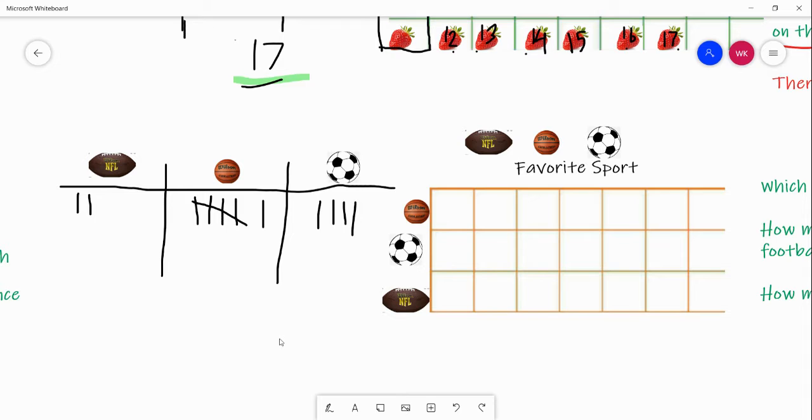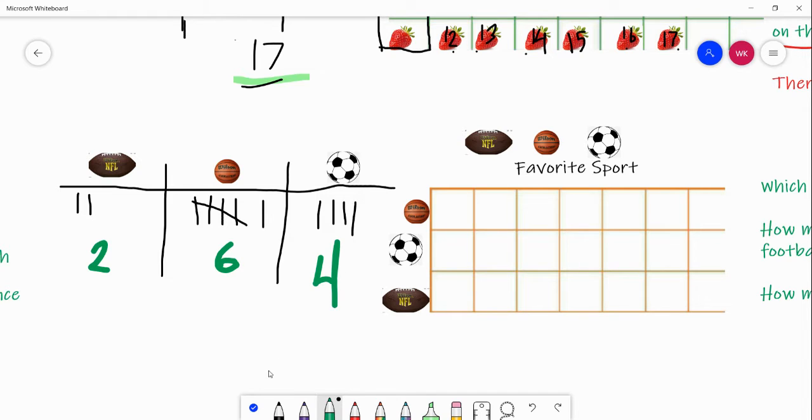So my survey for this picture graph and tally chart was, what is your favorite sport? So I already collected the data. As you can see, we have 2 people said that they like football. We have 6 people said they like basketball. And then we have 4 people who said they like soccer.